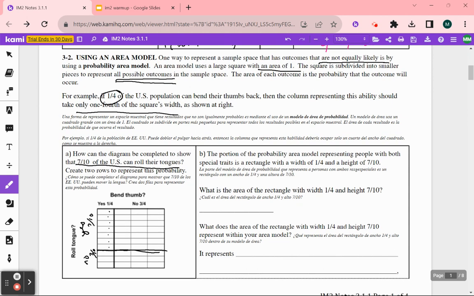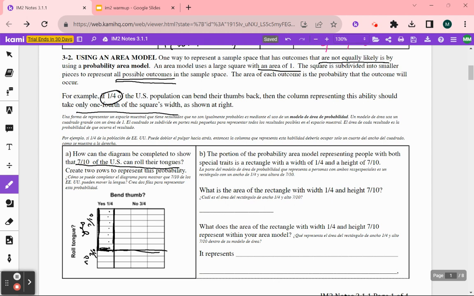Now, the portion of the probability area model representing people with both special traits is a rectangle with a width of 1/4 and a height of 7/10. Let's find that. That's right here. Width is 1/4, height is 7/10.